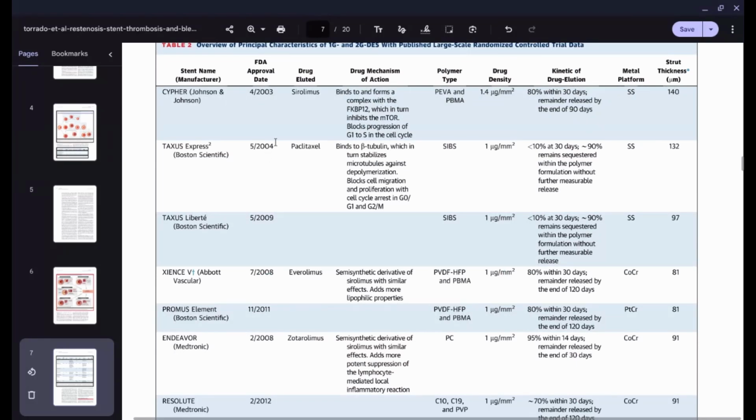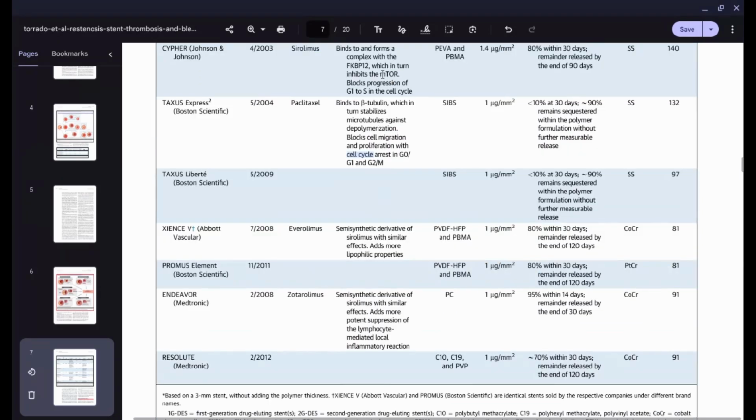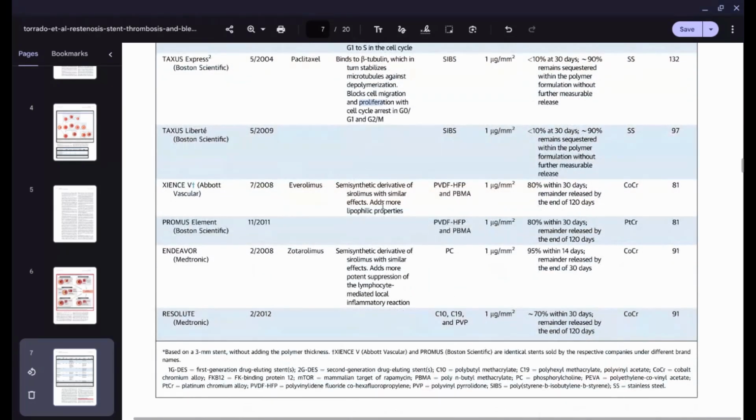Again, notice paclitaxel blocks cell migration, cell proliferation. It does so via cell cycle arrest in G0, G1, G2/M. The pathway is different. That's the mTOR pathway; this is cell proliferation using a different pathway. Then everolimus, a semi-synthetic derivative of sirolimus, it's a variant of that. Again, zotarolimus, again a variant of sirolimus.